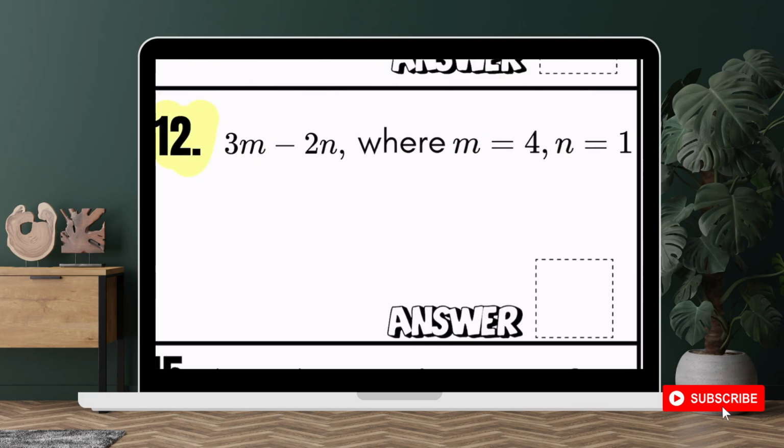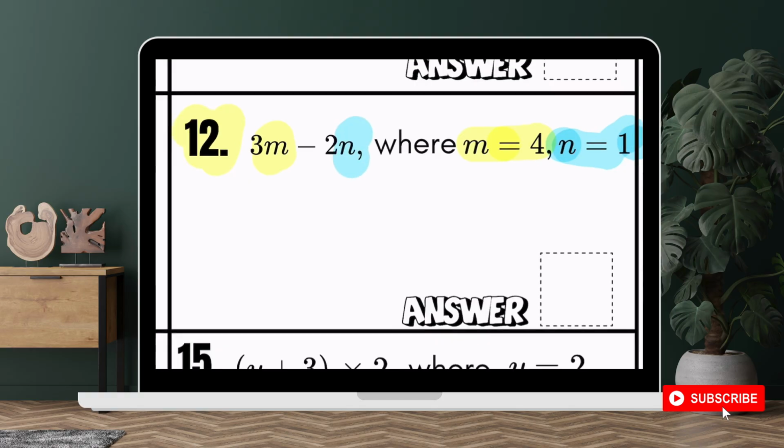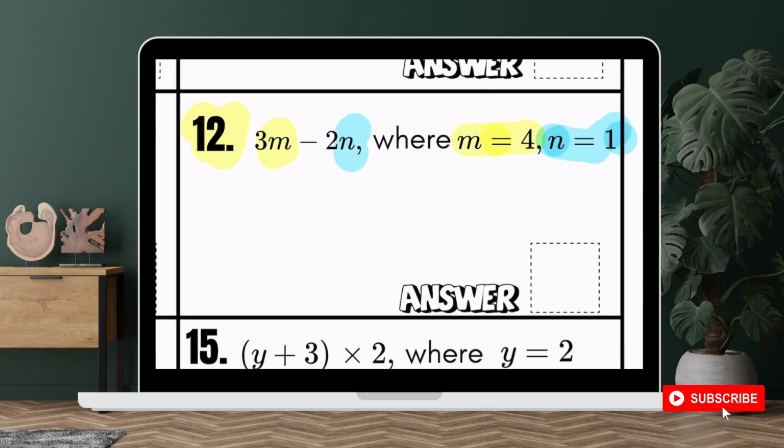Okay, we're working on number 12, so we have 3m minus 2n, where m equals 4 and n equals 1. So what's different about this problem is we have 2 different variables instead of 1. And you don't need to worry, because we still are going to follow the same steps and it's really not that hard. Okay, our first step is to plug in those unknown values.